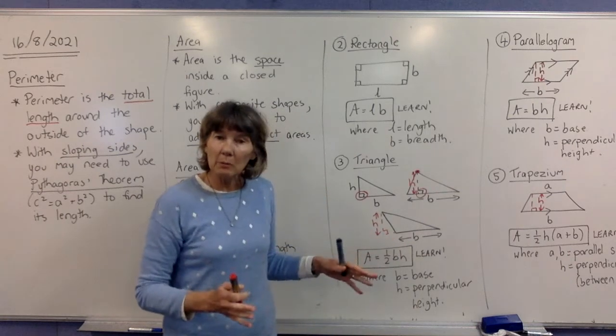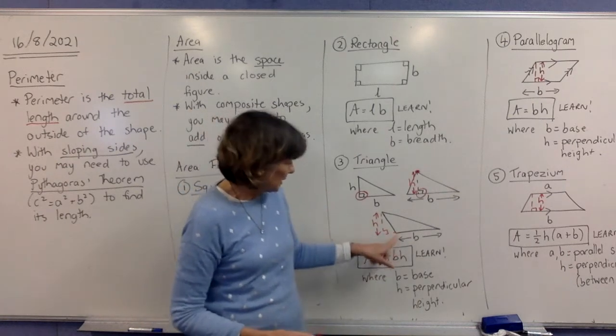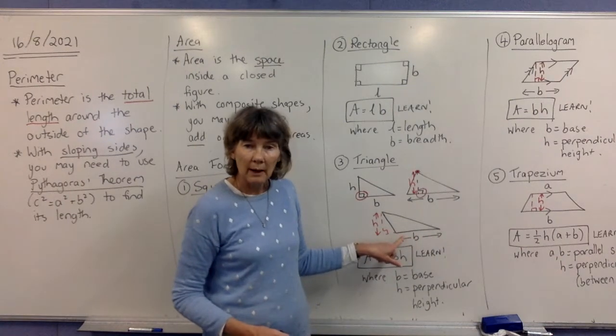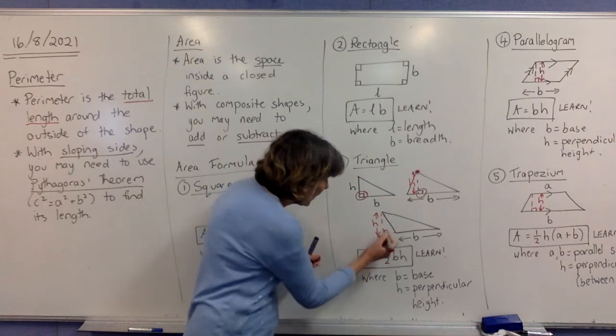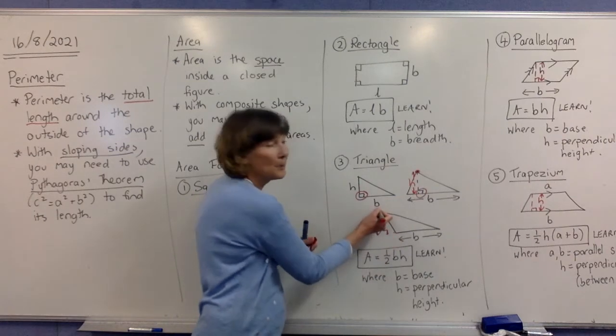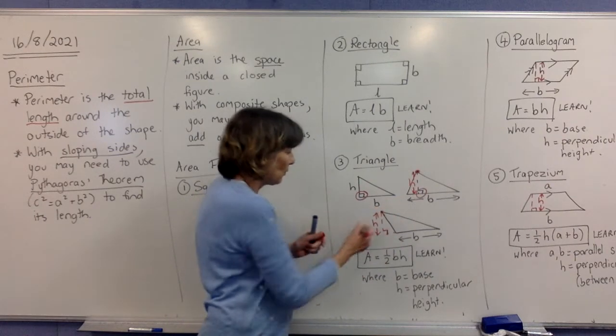Okay, this one's a little bit more complicated, but it's the same idea. We have a base, and then if you extend that base a little bit, you will create the right angle that you need for a perpendicular height to reach that other point.